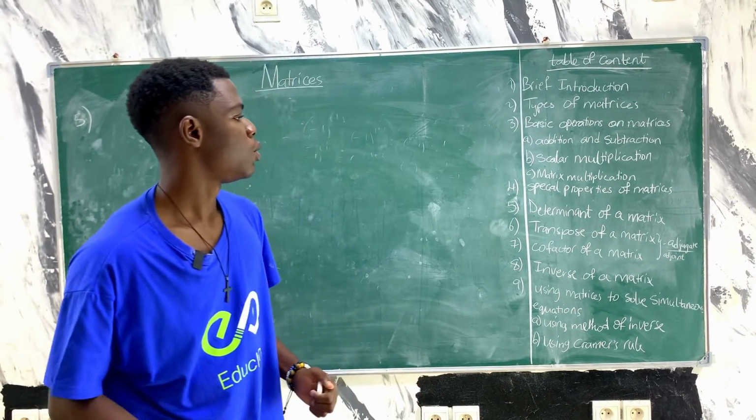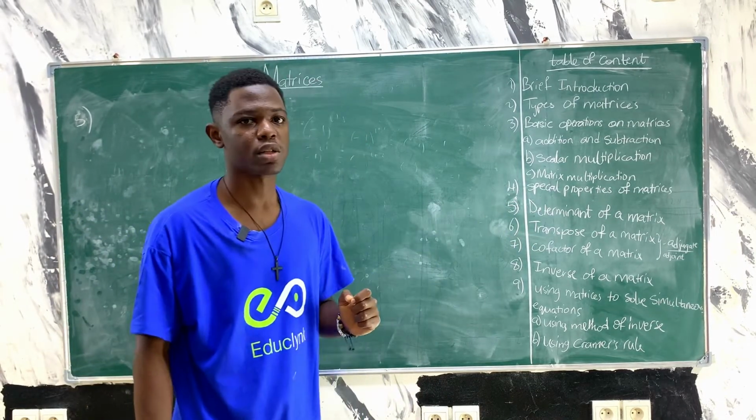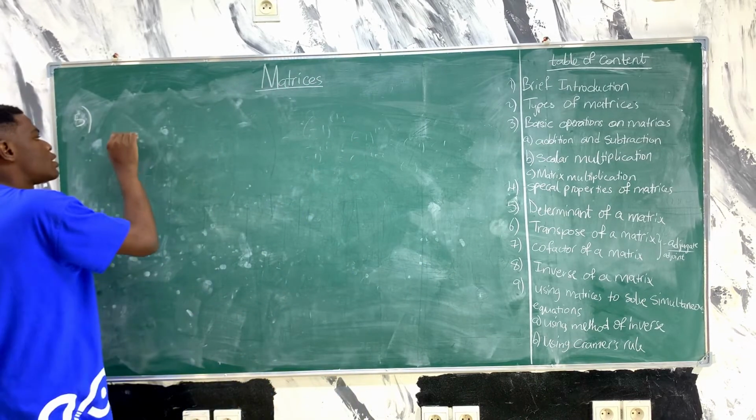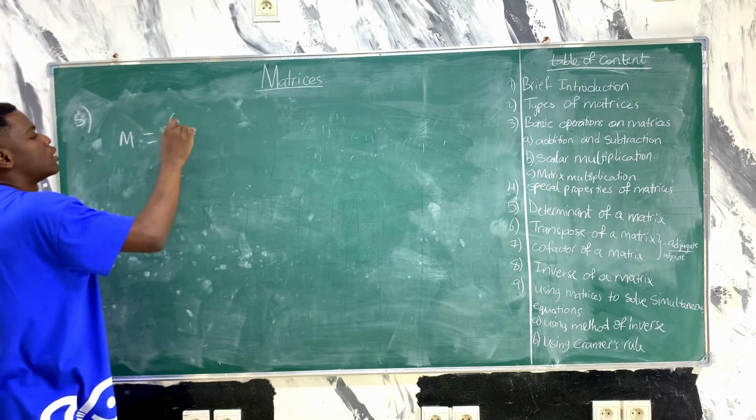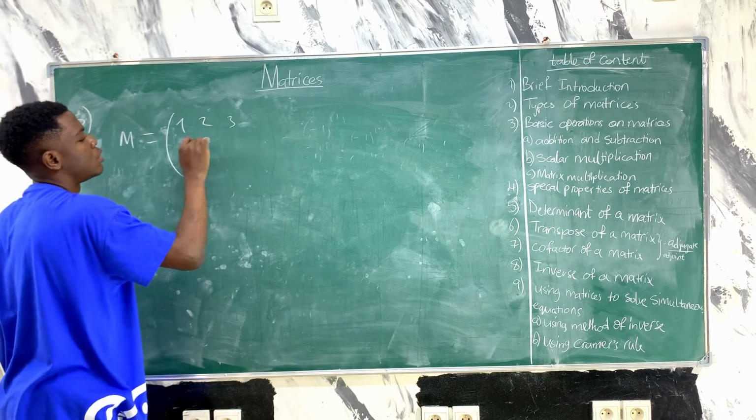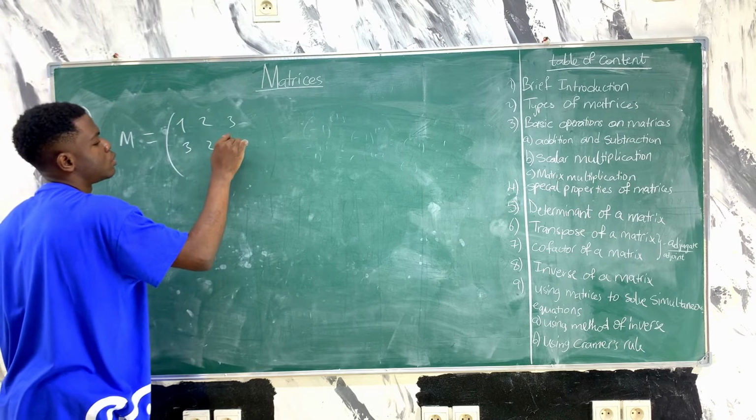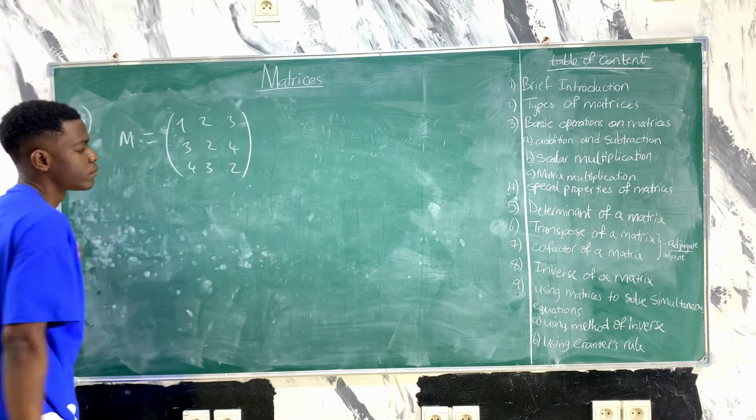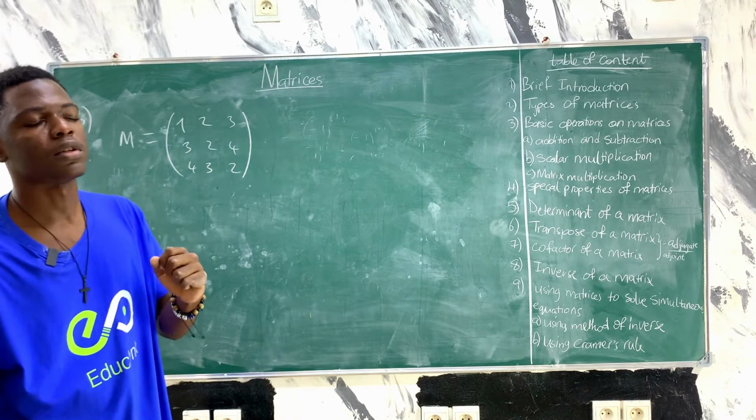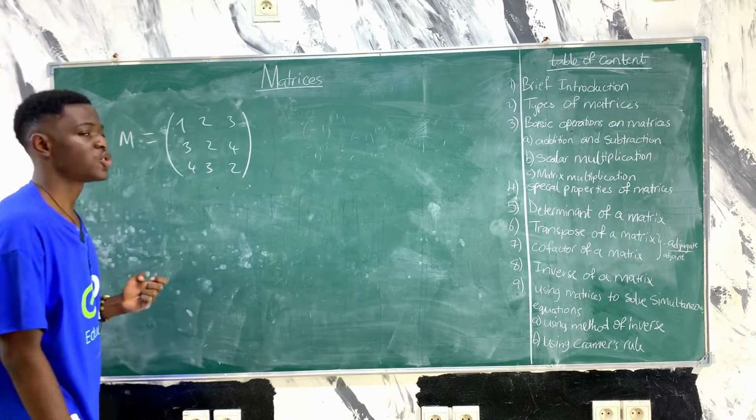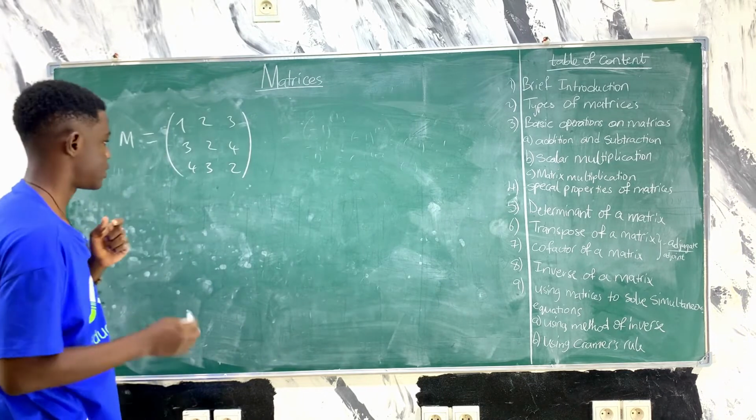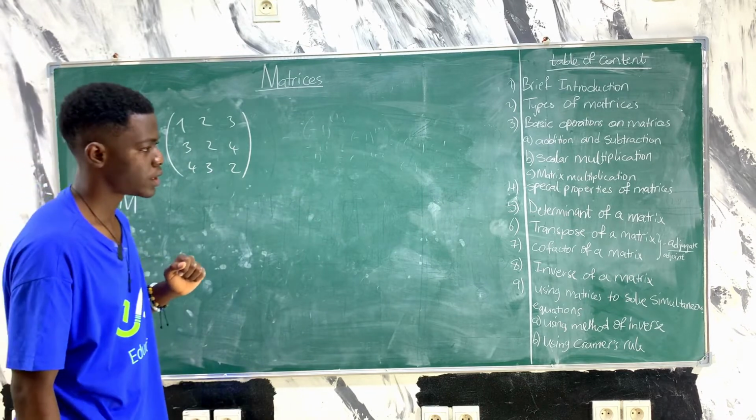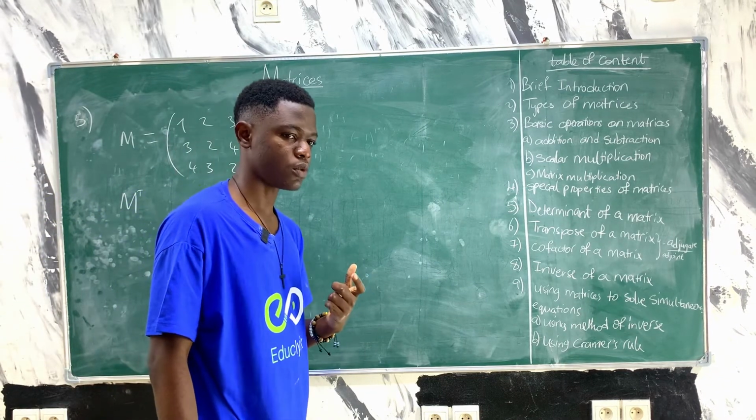What are we going to do next? We are going to learn how to find the transpose of a matrix. So, transpose of a matrix. Let's imagine a matrix M being 1, 2, 3, 3, 2, 4, 4, 3, 2. Let's imagine this being the matrix M. The transpose of the matrix is denoted as M with the T up. That is a transpose of the matrix.